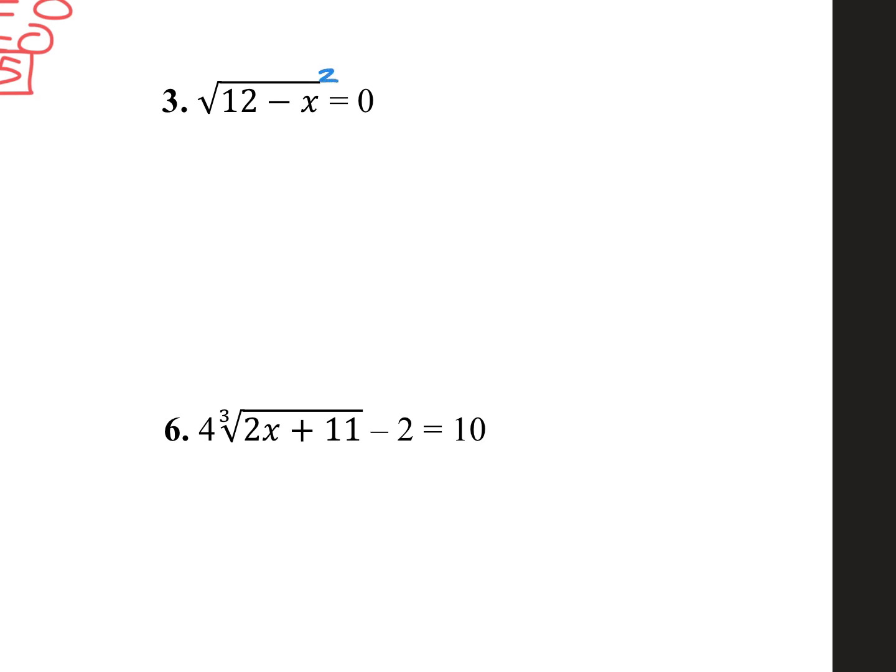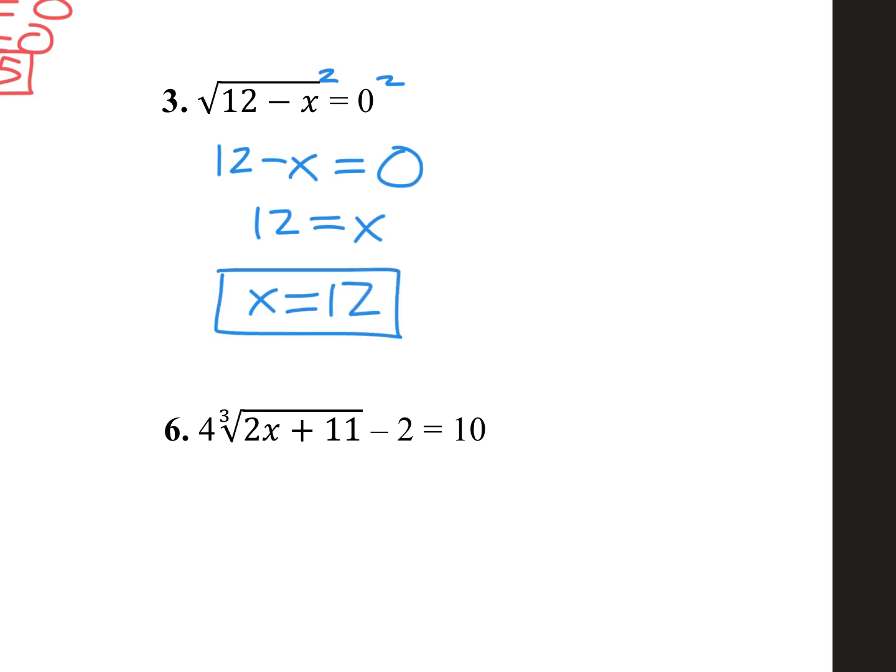All right, radical is already isolated. Square both sides. 12 minus x equals 0. So 12 equals x. Put the variable on the left. And it's pretty easy to just plug that in. You could look at it and tell. If you plug in 12, you get radical 0 equals 0. And that is true.